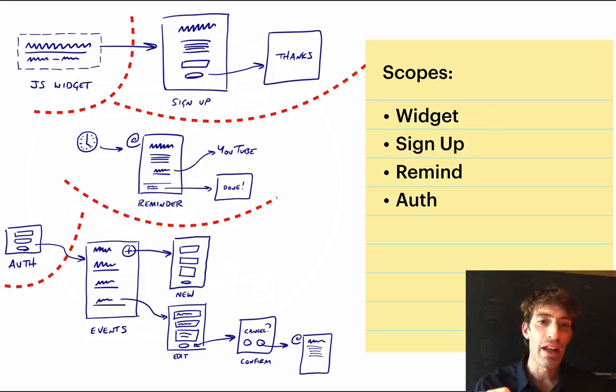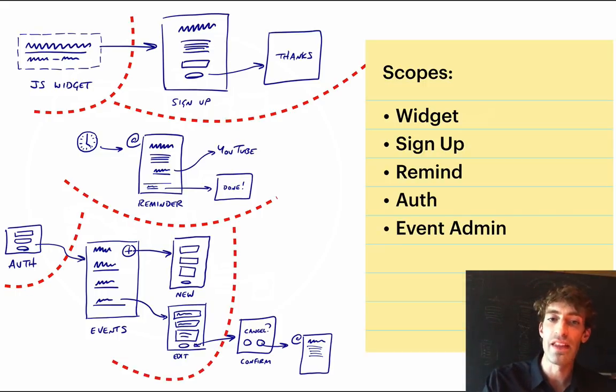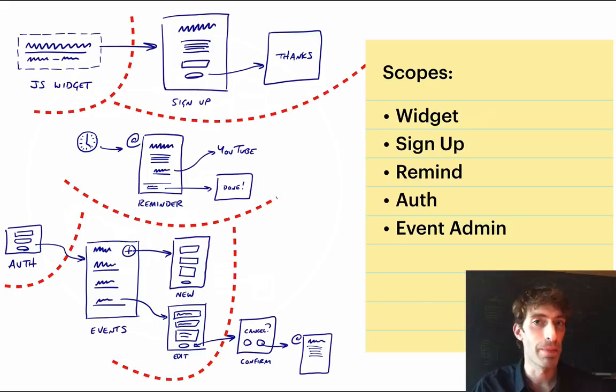And then when we look at the list of events and the ability to create new events and edit events, this is going to happen in a tight loop. You create something and then it's not quite right and then you edit it and so on. So we can just kind of take this as one scope and we'll call it the event admin.